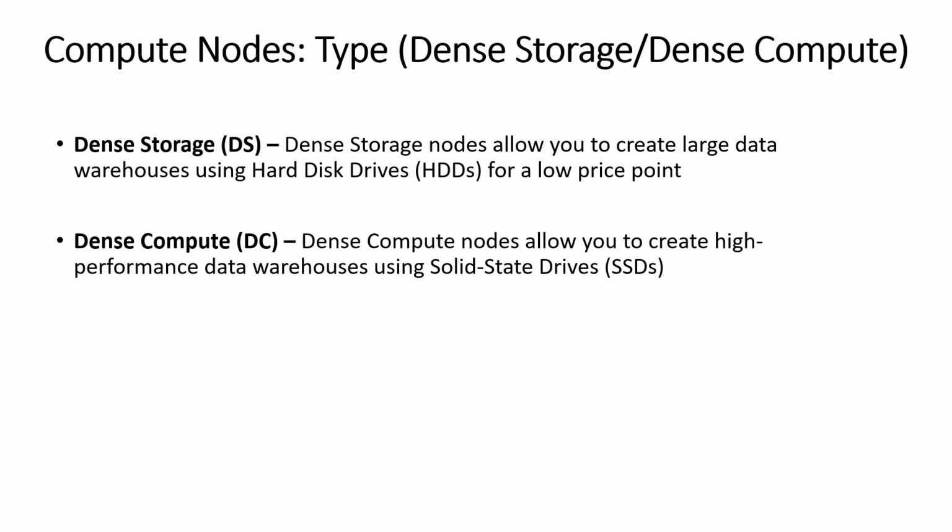As of now, we have 2 types of compute nodes, dense storage and dense compute. Dense storage, or DS, allows you to create large data warehouses using hard disk drives, HDDs, at a low price point. On the other hand, dense compute, or DC, allows you to create high-performance data warehouses using solid-state drives, or SSDs.